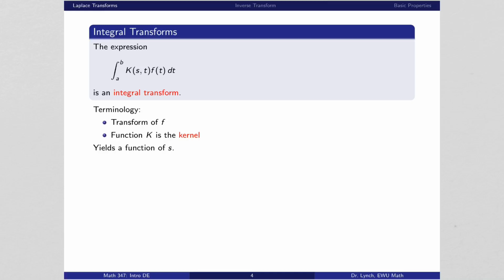Even if you haven't seen a function of more than one variable in other classes before, you can sort of think of this kernel k as some function that has s's and t's in it. And in this integral, we'll go ahead and just treat the s like it's a constant. So this is just a calculus 1 integral in the variable t, where we think of s as a constant. As you might imagine, this will yield a function of s.